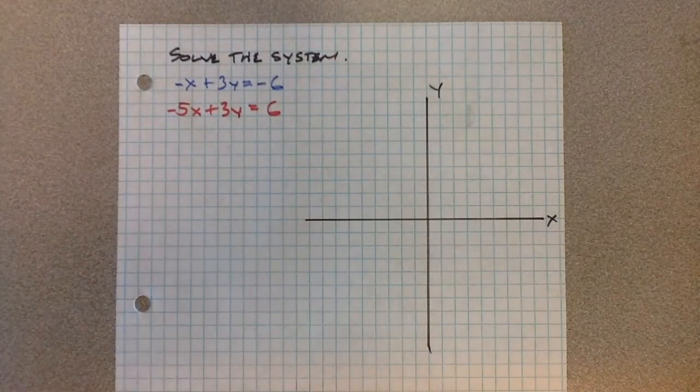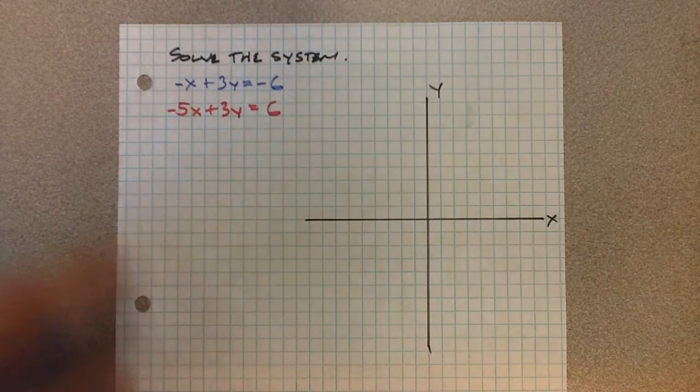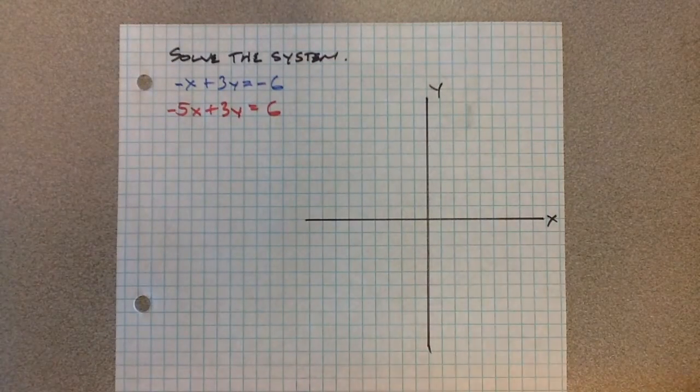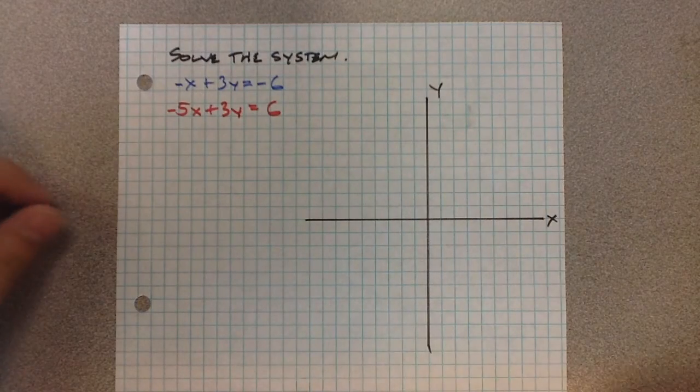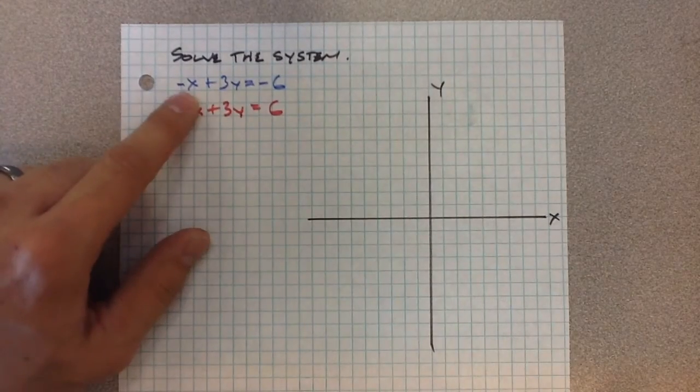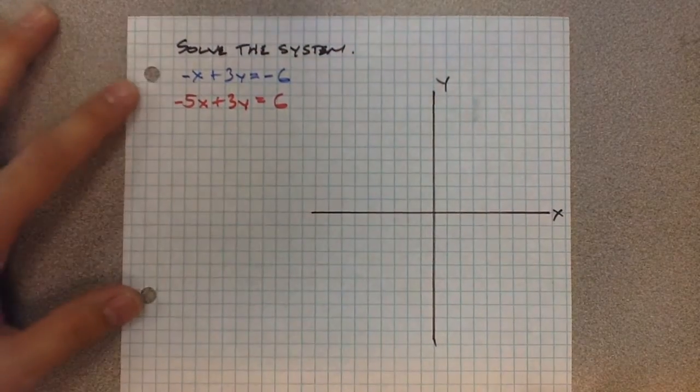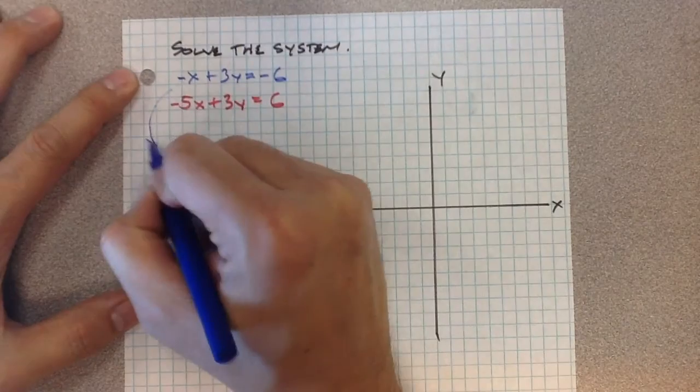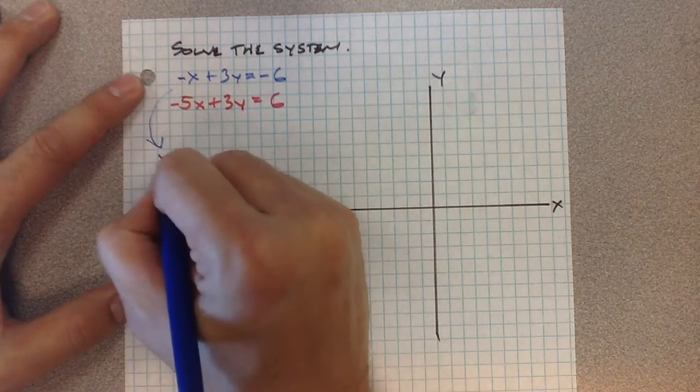All right, let's take a look at a second example. Here I've got another system we're going to solve by graphing. But notice, unlike our first example, these are not in slope-intercept form. In fact, hopefully you recognize that these are in standard form. So because they're in a different format, we're going to solve them in a different way. So let's do the one in blue.